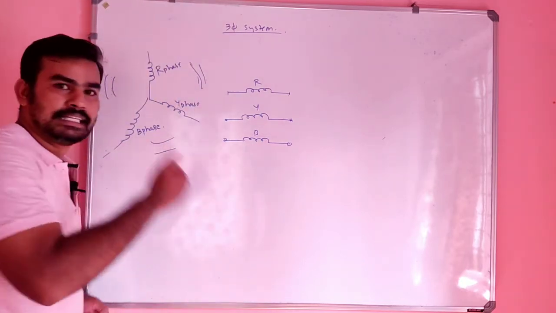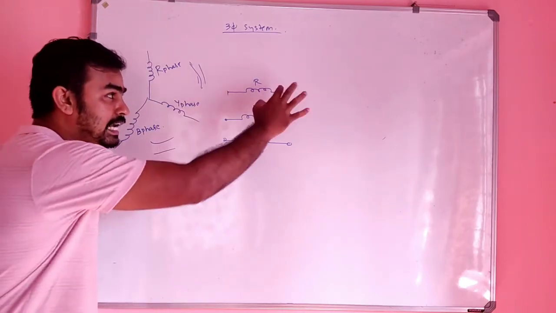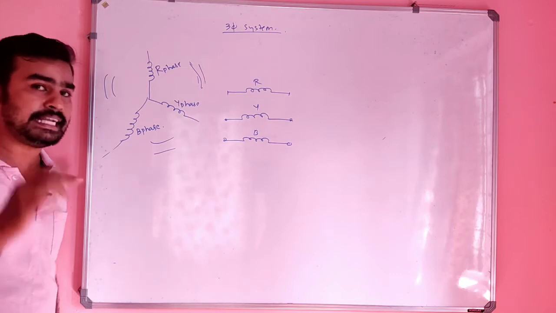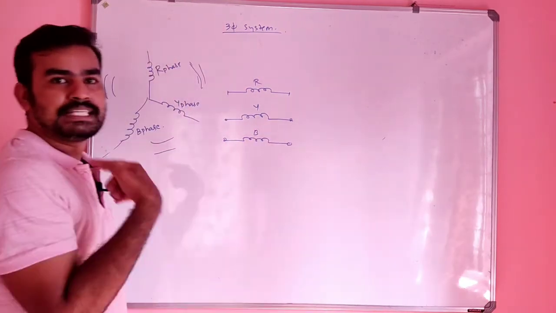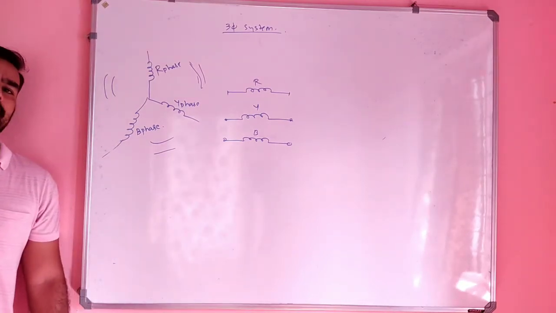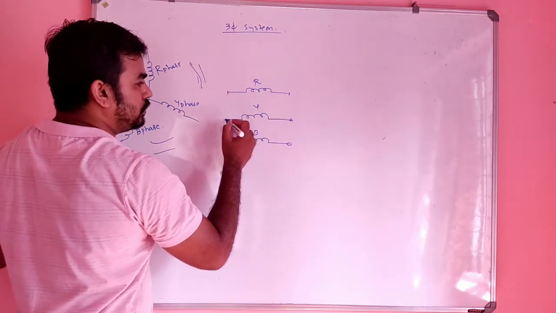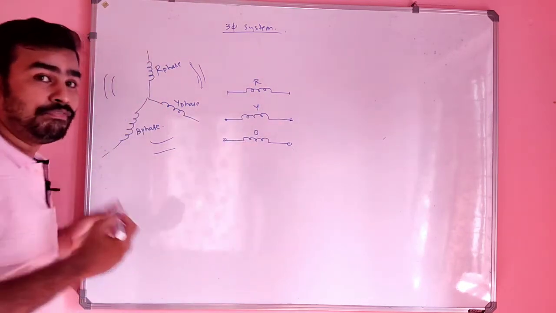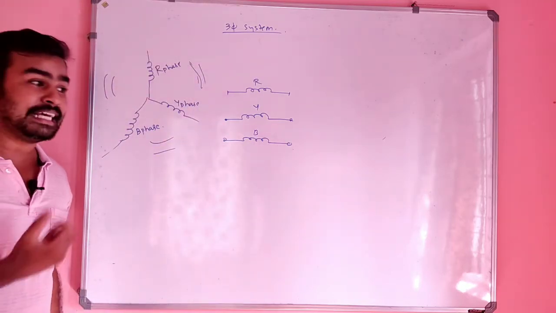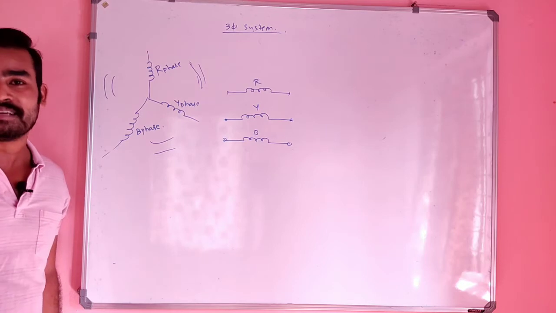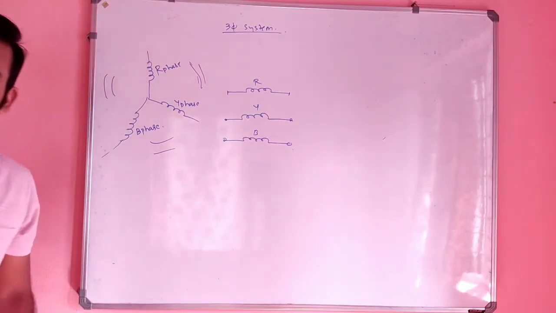Only if we get 3 lines as the output from a generator can we say it's a 3-phase supply. So there are 6 terminals: 1, 2, 3, 4, 5, 6. We can't take 6 terminals as the output of a generator, then it would not be called a 3-phase supply. We just need 3 phases from the generator as its output.